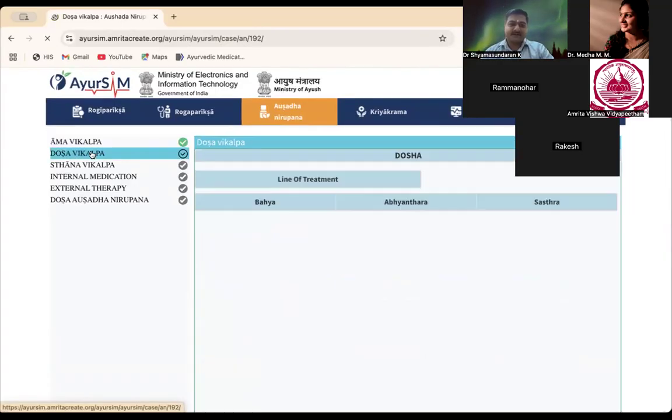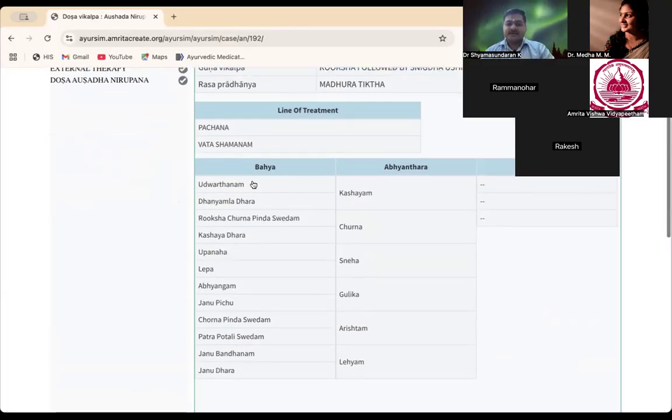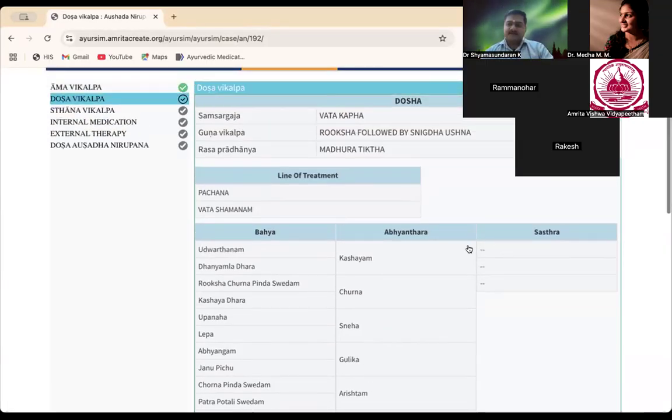Then there is something called Dosha Vikalpa, wherein you have to decide the dosha. Each Lakshana of that is mentioned here. And in Bahya Chikitsa, you have Udvartana, Dhanya Amladhara, Ruksha Churna Pindasveda. All of these methods are there. And again in Abhyantara, you have options of Kashaya, Churna, Sneha, Gulika, all of this. And as this disease is particularly not Shastra Sadhya, this option is blank.